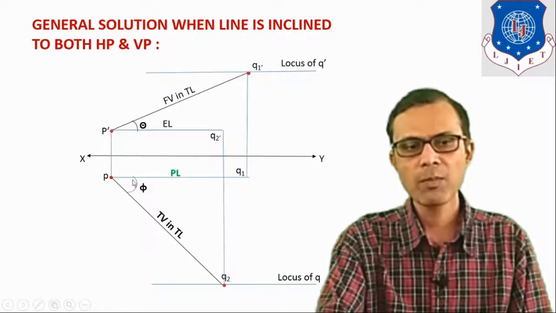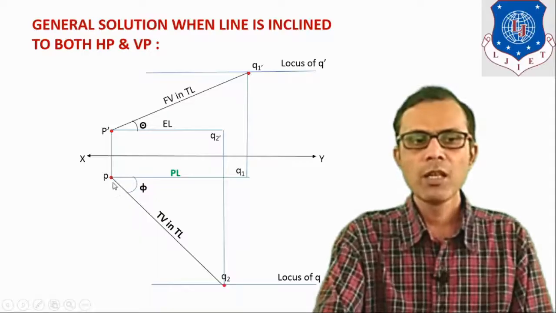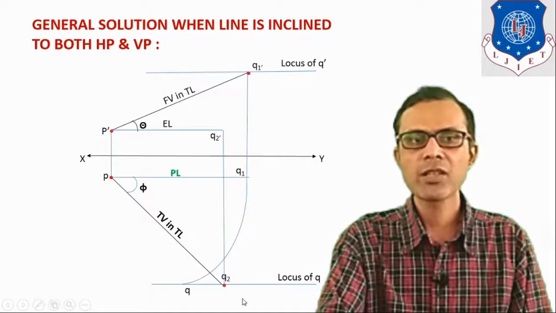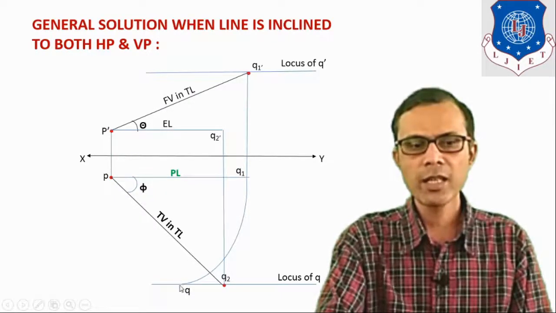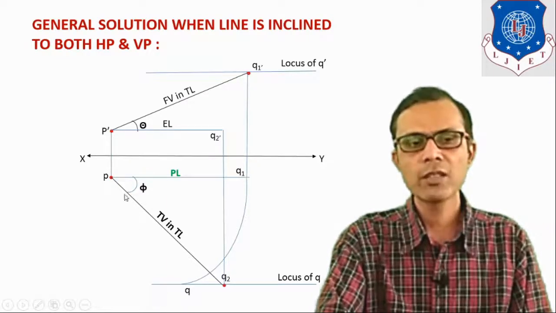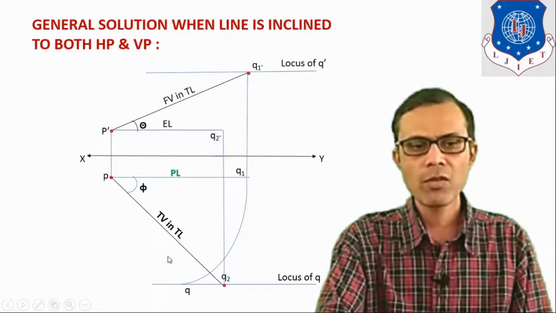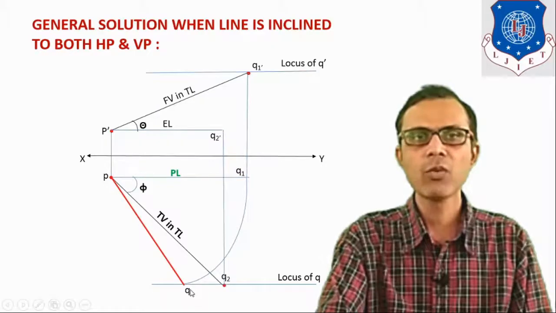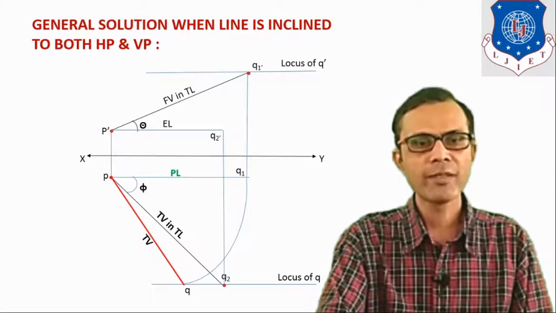We have this plan length, so take compass size equal to PQ1, keep point P as the center, and draw an arc in this direction. This arc intersects the locus line at point Q. Actually this distance, the plan length, is the same distance we have taken over here. Now join points P and Q. So PQ is the final top view for the given line.